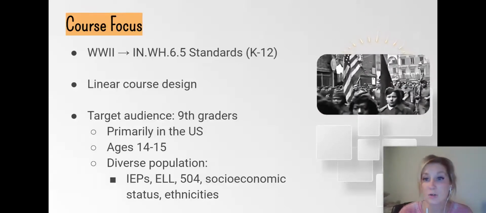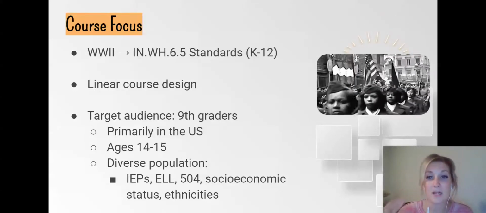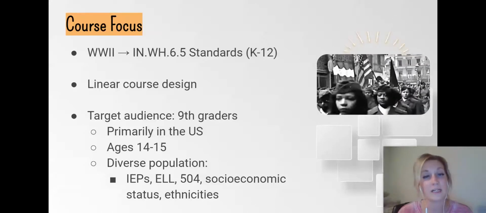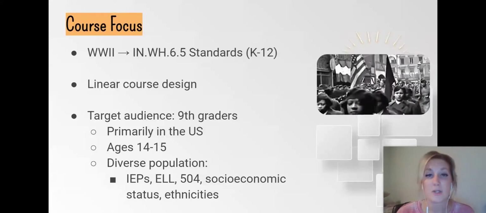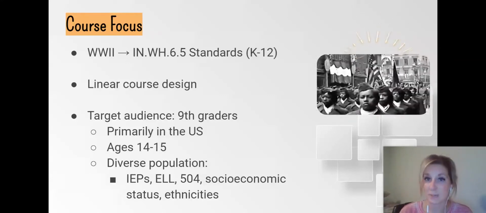It is a linear course design, so students progress through the activities in a step-by-step manner, partly because a historical topic like a war lends itself to linear very easily because of the dates and building off of one another. However, students do have some choice in the learning resources, topics, and activities that they can complete.